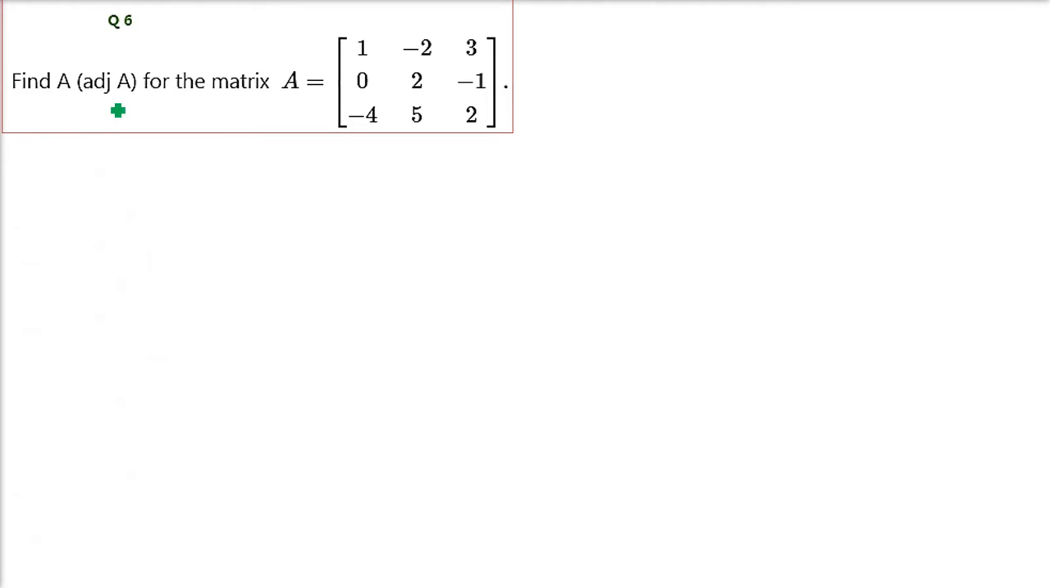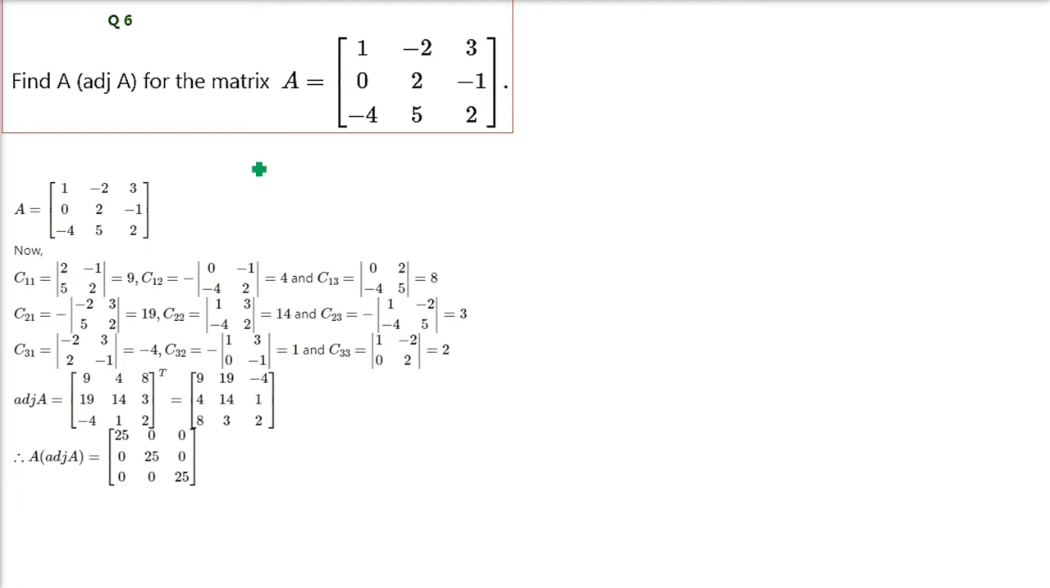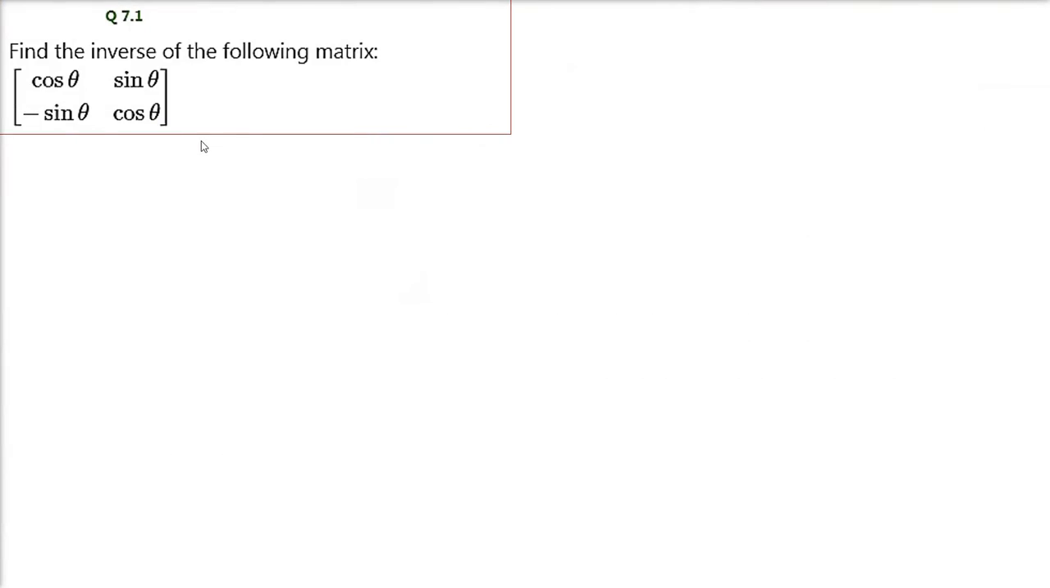Find A into adjoint A for the matrix A. So this kind of question we have done already. I'm just giving you a hint. I would encourage you to try this and have a look at the answer only when you have any problem in computation or calculation. Otherwise, please do it by yourself, because the more you do by yourself, only then you'll be able to do it in the exam, and this will be quite easy for you.